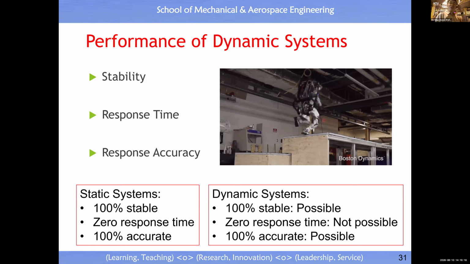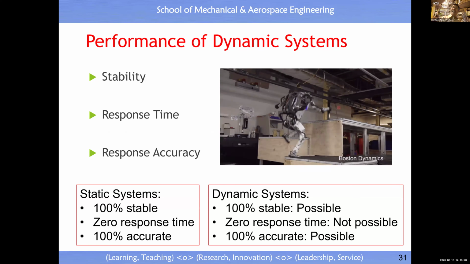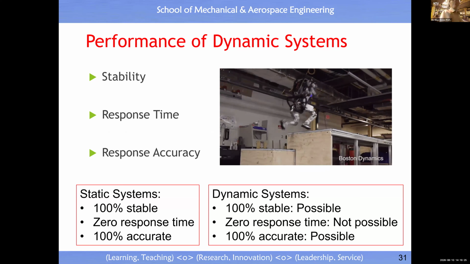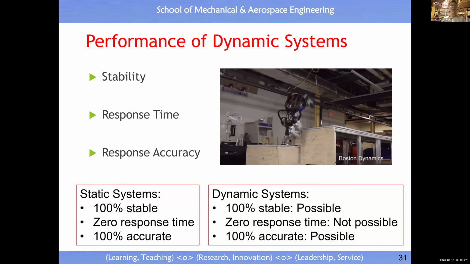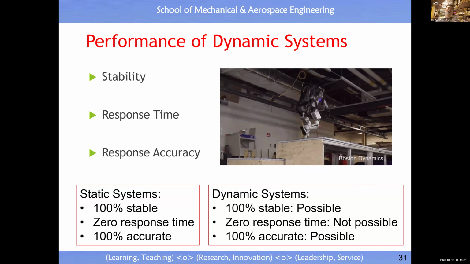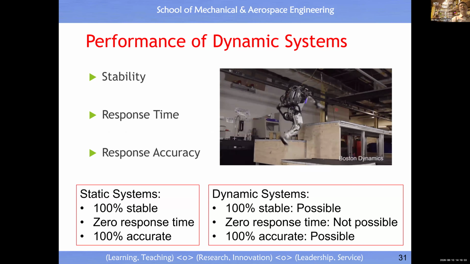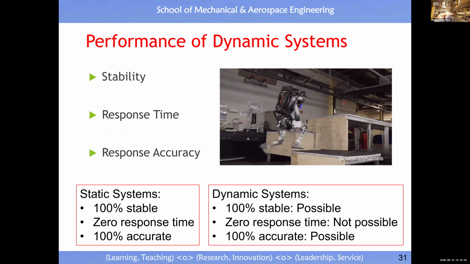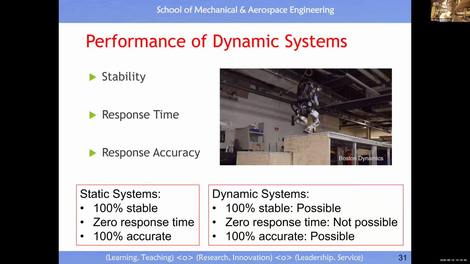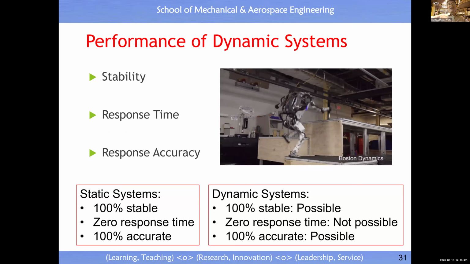Okay. If your dynamic system is not the static system, then you must care about the stability, response time, response accuracy, right? Now, based on these three criteria, immediately you understand how come a static system is the best system in the whole universe. Because a static system can achieve 100% stability, 0 response time, 100% accuracy, right? Very easy to understand, right?